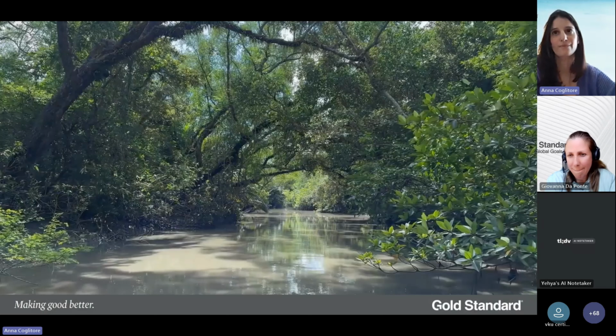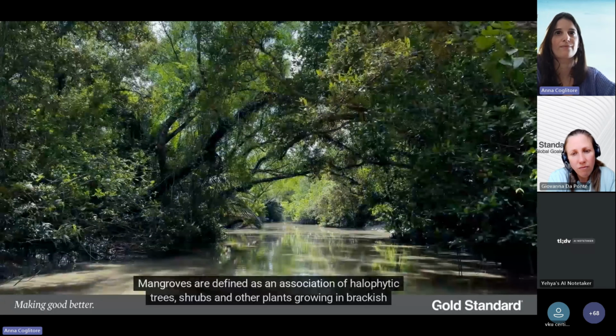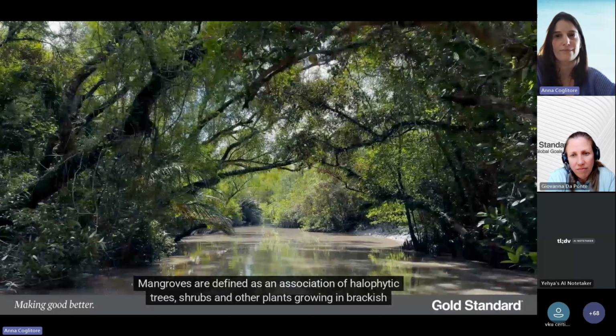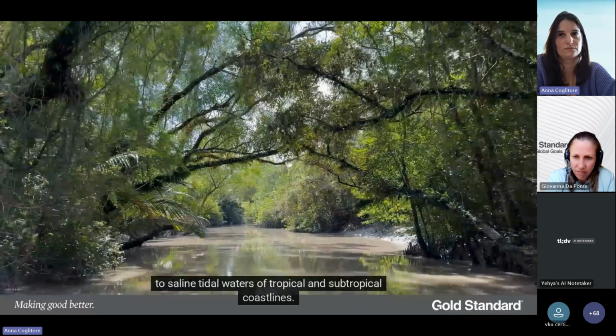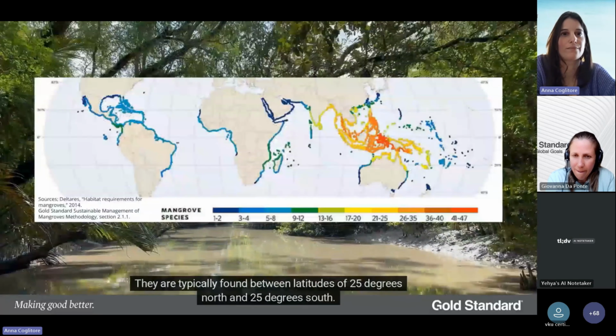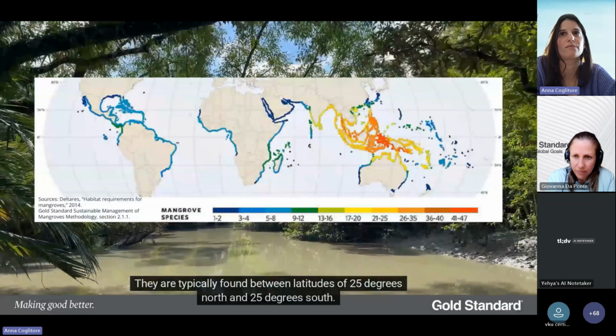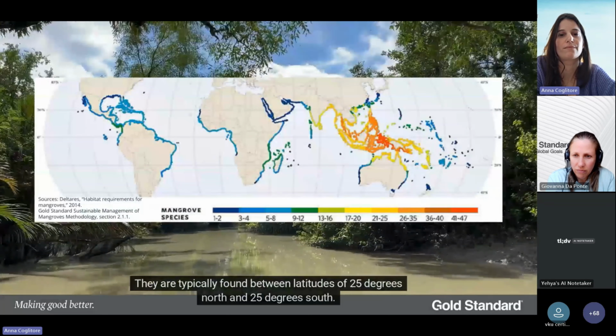Mangroves are defined as an association of halophytic trees, shrubs, and other plants growing in brackish to saline tidal waters of tropical and subtropical coastlines. They are typically found between latitudes of 25 degrees north and 25 degrees south.